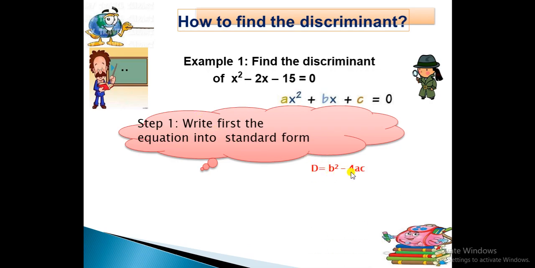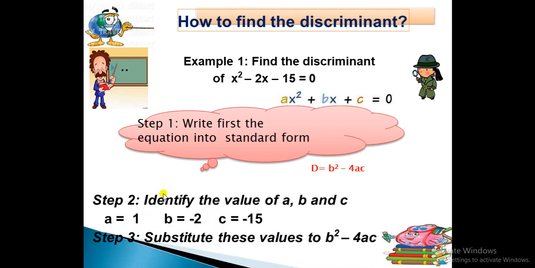Now we have to find D equals to b square minus 4ac. For this we need the values of a, b and c. So let us compare the equation and find the values of a, b, c. The value of a is 1. The value of b here is minus 2. And the value of c is minus 15. So substitute the values of a, b, c into D equals to b square minus 4ac.